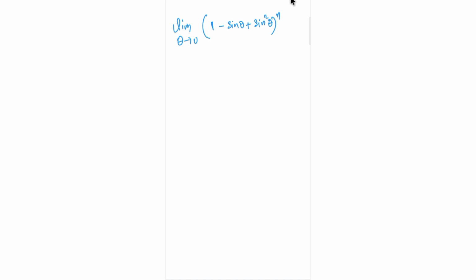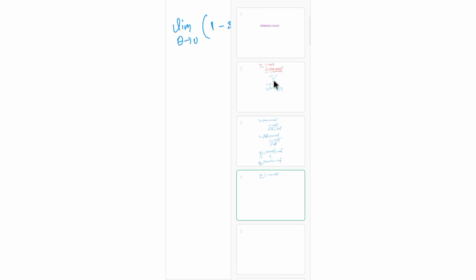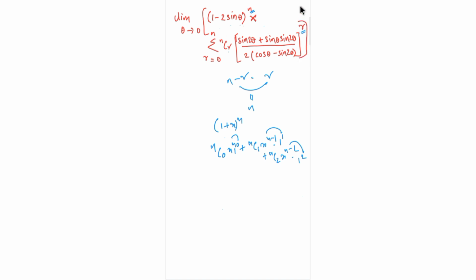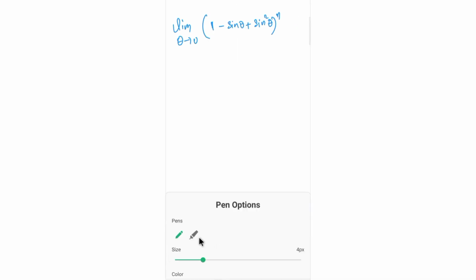Whole power n, with theta tends to 0 as we have in the question. I think there's something we have missed in the question: it's whole power 1 by theta. Okay, so that's the reason, whole power 1 by theta. So if I put that here, I get (1 minus sine theta plus sine square theta) whole power 1 by theta. Okay, this is what we have got, right?